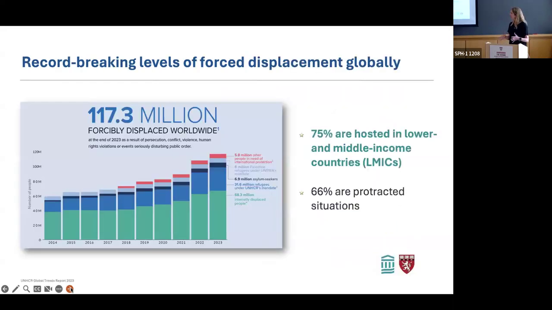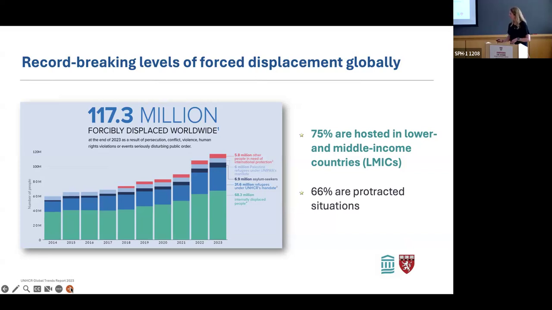At the same time, the numbers of people forcibly displaced globally are at record high numbers. There too, the vast majority live in lower and middle income countries, and over 60% are in protracted settings, meaning the crisis goes on for years, on average decades. Some people are displaced for most of their lives, or born into refugee camps or in displaced situations, and so humanitarian providers are having to provide long-term chronic disease care.